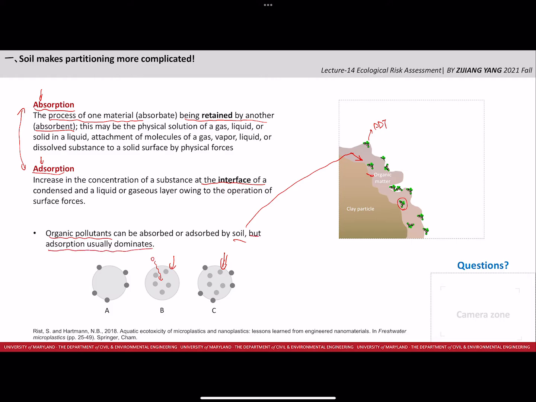adsorption usually dominates. So we usually have more DDT at the surface, and a small amount of DDT inside the soil organic matter. This is because adsorption is usually very fast. Then when the DDT is at the surface of the soil organic matter, it can slowly get inside. But this process is very slow. So even after a relatively long time, most of the DDT is at the surface. But once the DDT is inside the soil organic matter, it is relatively hard to extract, so its availability will decrease.